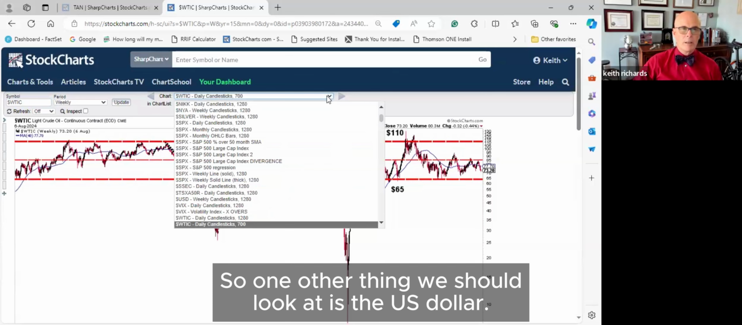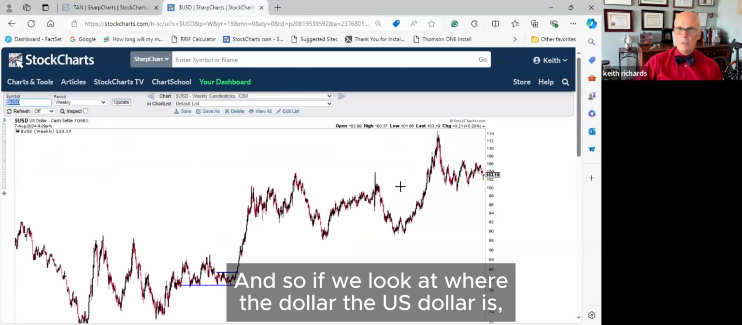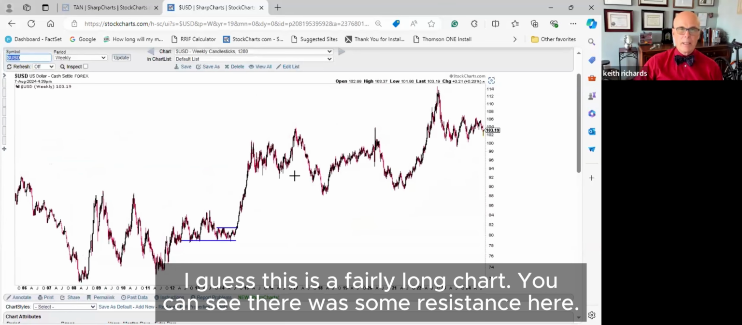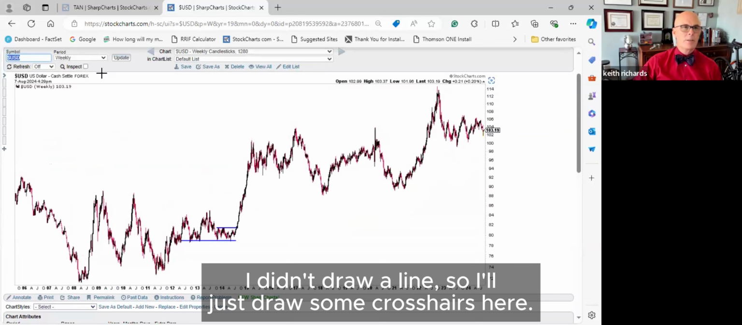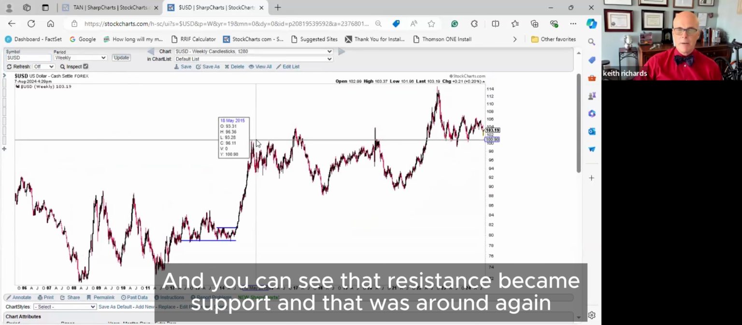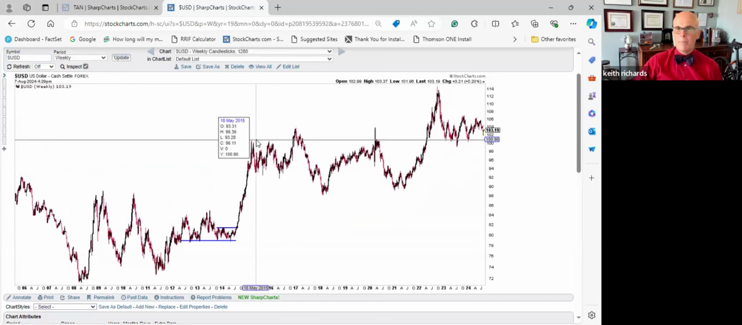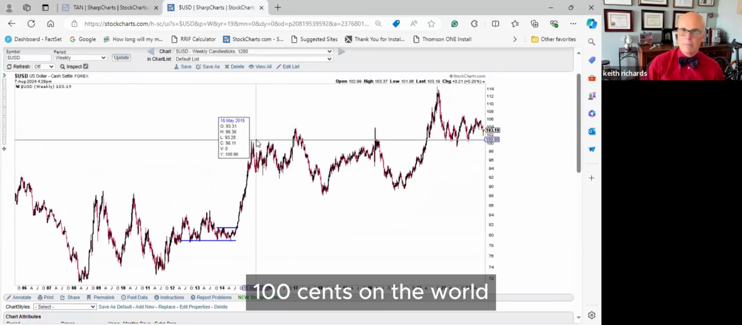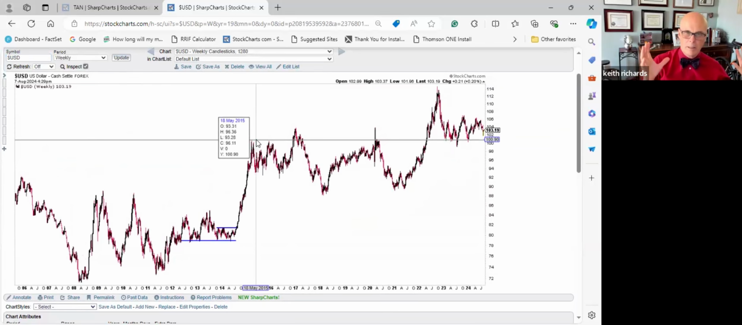One other thing we should look at is the US dollar. If we look at where the US dollar is, I guess this is a fairly long chart. You can see there was some resistance here. I didn't draw a line, so I'll just draw some crosshairs here. And you can see that resistance became support. And that was around, again, 100 cents on the world market.